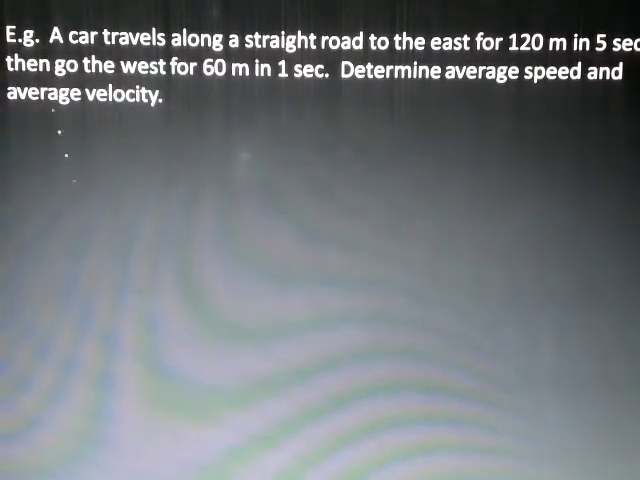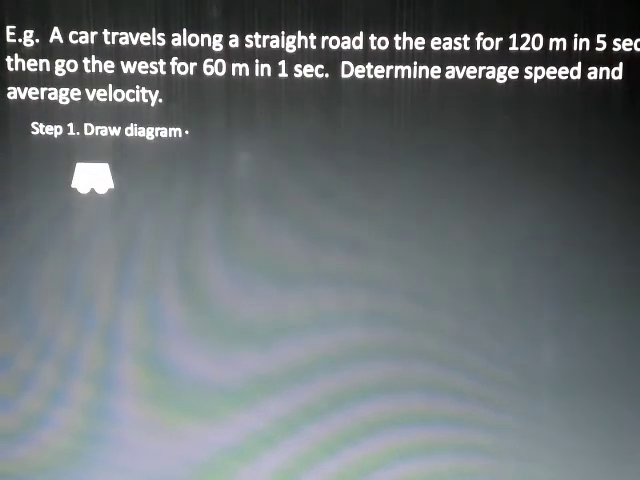The question is, let's say a car is traveling along a straight road to the east for 120 meter in 5 seconds, and then it goes to the west for 60 meter in 1 second. What you have to determine is average speed and average velocity. Now to solve such type of numerical, the first step is to draw a diagram of this numerical. That will help you in imagining or understanding this problem. So your first step is draw diagram.